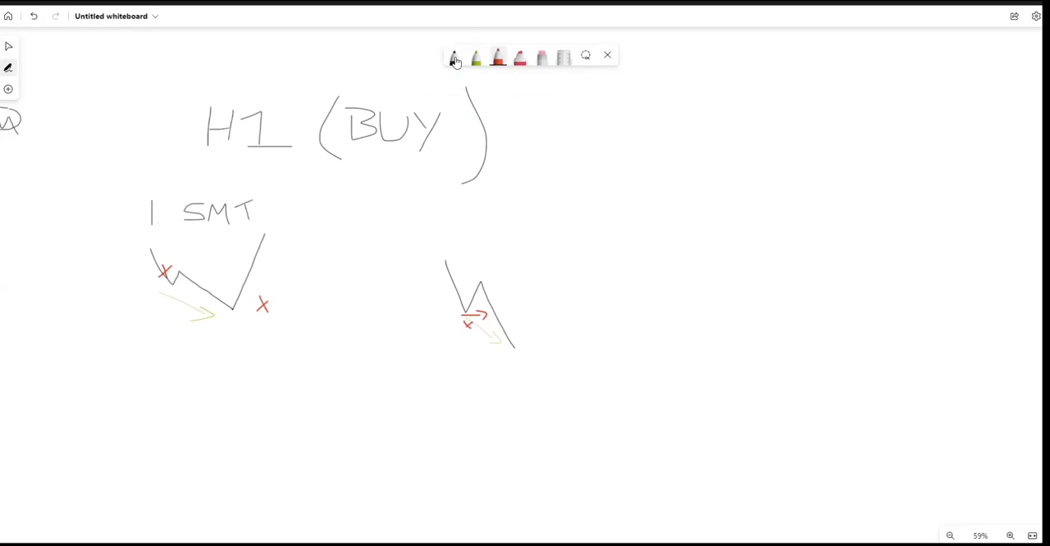But obviously it doesn't have to be that structure. Obviously it could be equal lows. You guys know what all the patterns of SMT are. Obviously there's something like that, that would be SMT. So there's the SMT patterns. I don't need to go into detail of that.